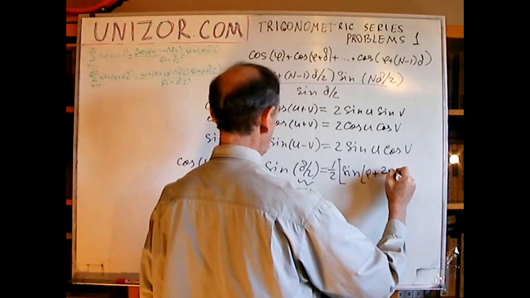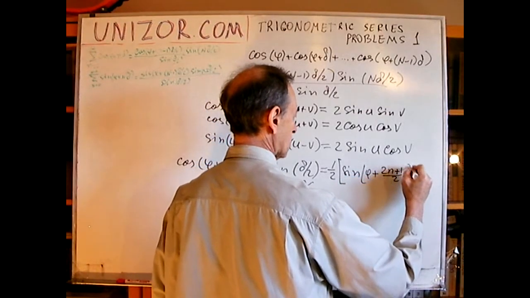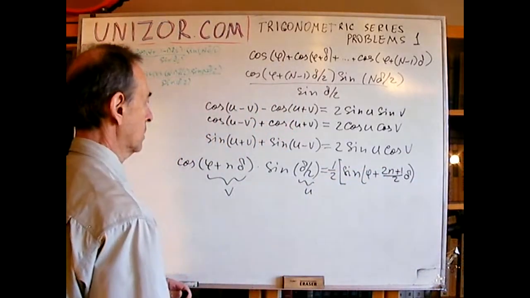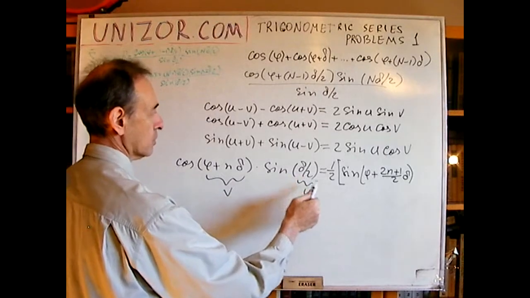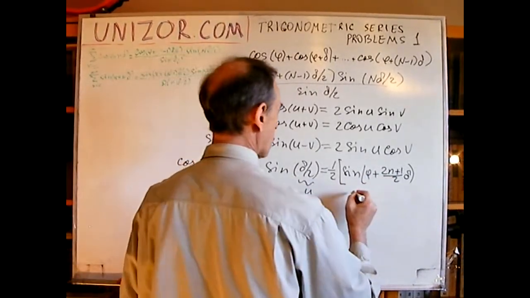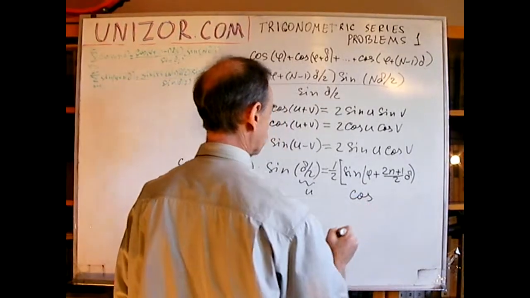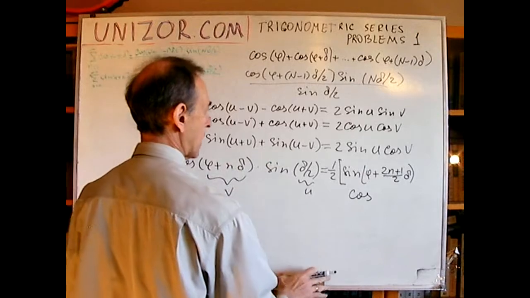2n plus 1 over 2 delta. Is that right? N delta plus delta over 2. N delta plus delta over 2. Correct. And the cosine, no, sine, plus sine.